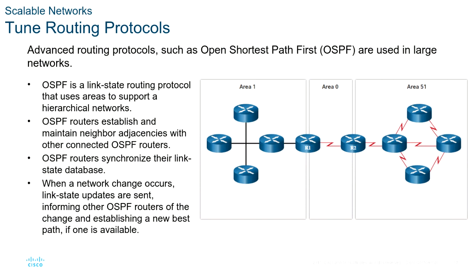Instead, we simply summarize everything in area 51 back to area 0. Everything in area 1 is summarized back to area 0. We have to manually summarize it, but that's job security for us network technicians and network engineers. So this keeps the extra flooding traffic isolated to just the area in which a change has occurred. So this is the only routing protocol now that Cisco is using on their test.